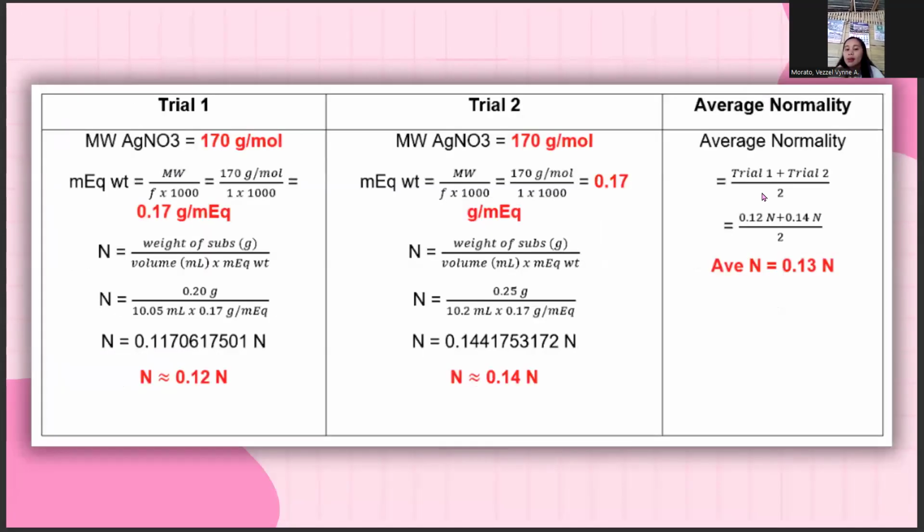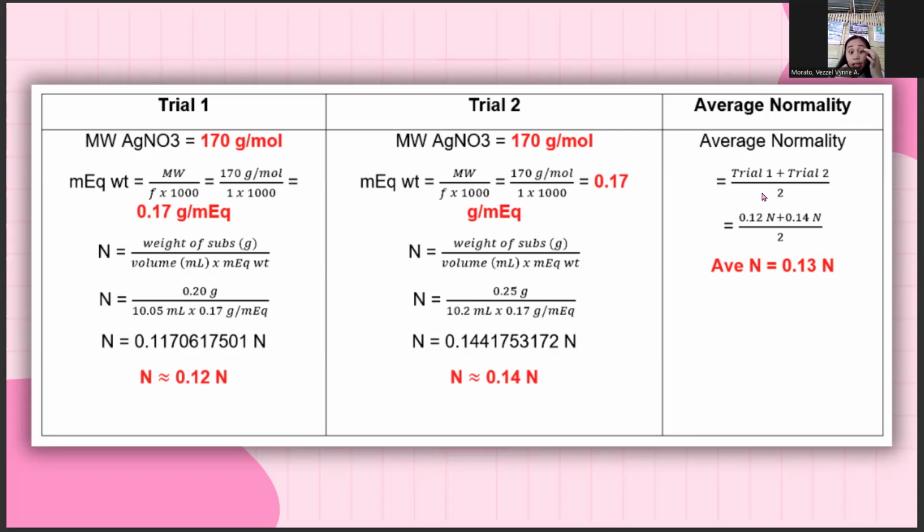So on the next page, we will see how to calculate the normality of each trial. So here, we first took the molecular weight of silver nitrate, which is 170 grams per mole. Then after that, all of that was used to get the MEQ. Then after getting the MEQ, we proceed to the normality, getting the normality for our trial number 1 of silver nitrate.